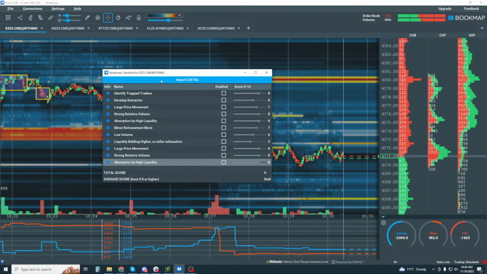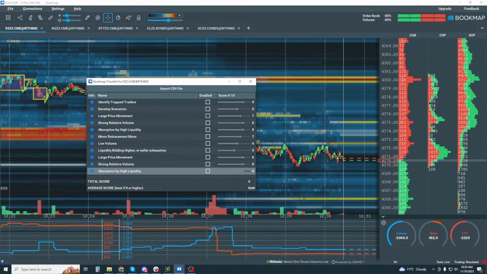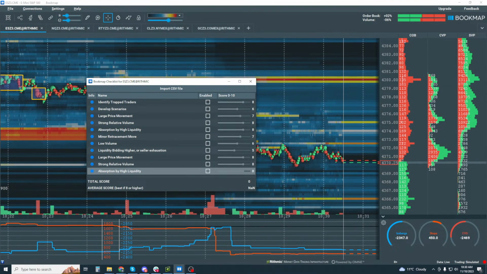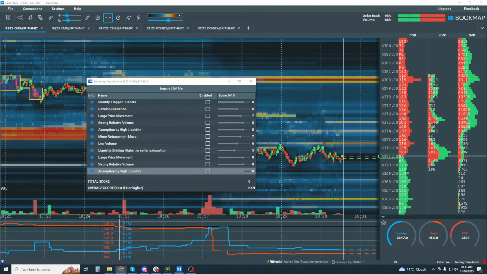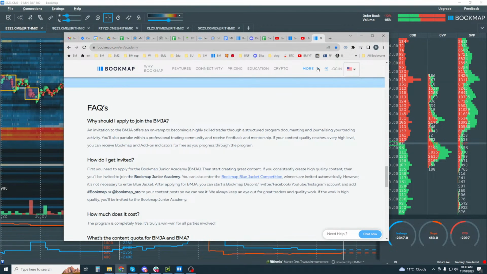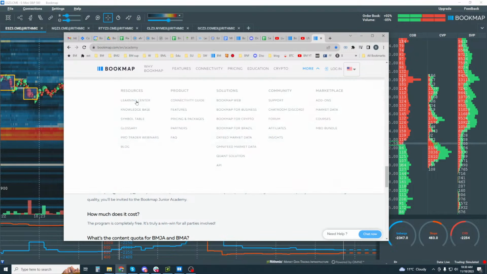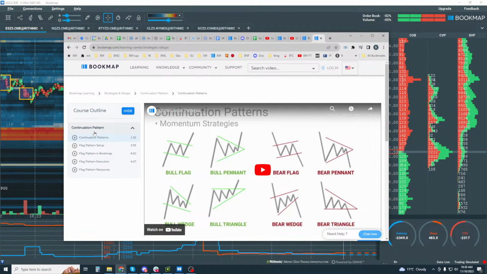You're looking for something specific, identifying. This is for the flag pattern from our knowledge base or Learning Center. So let me actually show you where that is, so you guys know. You can use this tool for your setup. Go to the More button, go to the Learning Center, and then we have a new strategies and setups course in here. There's just one course, or one pattern, at the moment, and it's a continuation pattern.